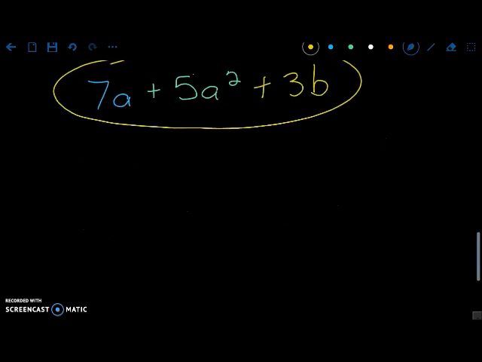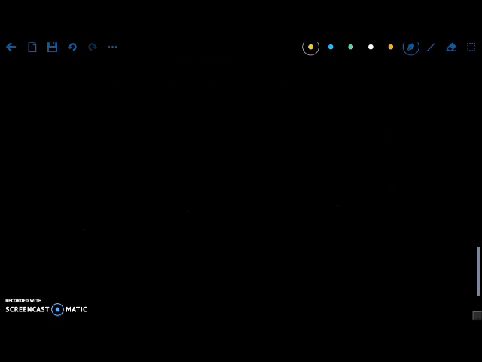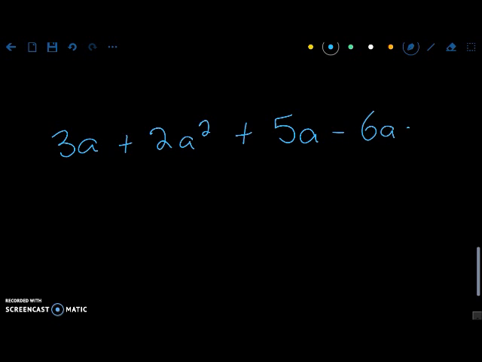Well, let's do one more. And sometimes, what if we're taking away? What if we're subtracting here? Because I said the lesson was about combining like terms, and sometimes you have to take away, sometimes you're adding. So let's do one with addition and subtraction. So we'll do 3a + 2a² + 5a, excuse me, let's do minus right there, minus 6a minus a².